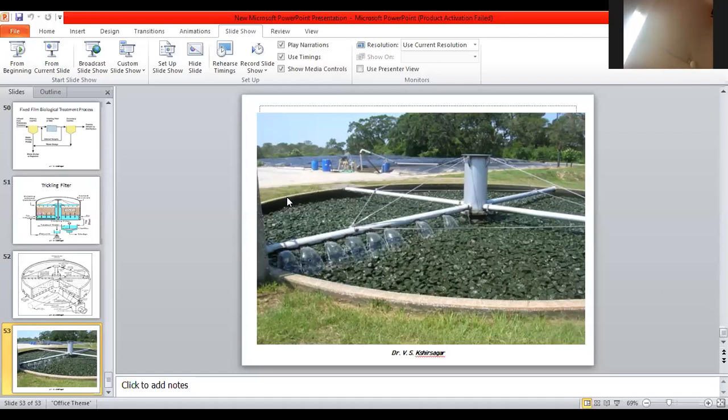Okay, this underdrainage system is important for both purposes, that is distribution of air and collection of treated effluent.